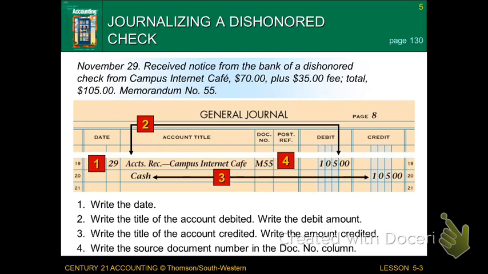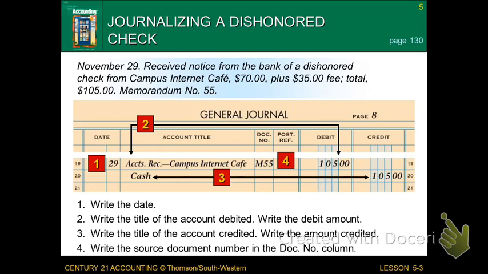In this example, on November 29th, we received notice from the bank of a dishonored check from Campus Internet Cafe. The check was for $70. The bank charged us a $35 fee, which brings it to a total of $105: the check plus the $35 fee. So we're going to go to the general journal and reverse what we thought was going to go through, because now we have to reverse everything.